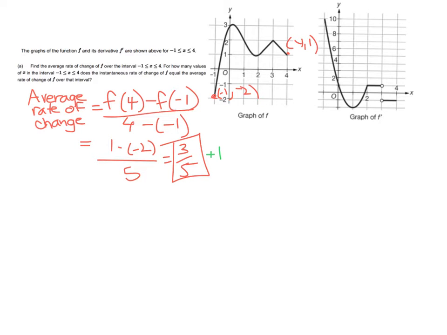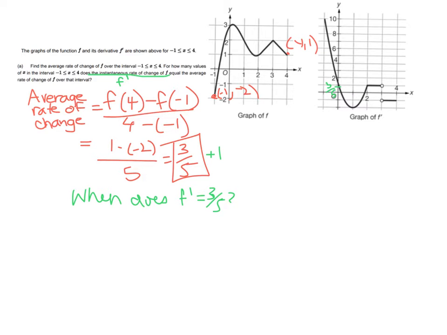The next thing that you need to know is that the instantaneous rate of change of f, that's the second thing they're asking you for, actually is another way to say the derivative, f prime. So what they're wanting to know is, when does f prime equal 3/5? Actually, they're not even asking you when it does. They just want to know how many times are they equal.